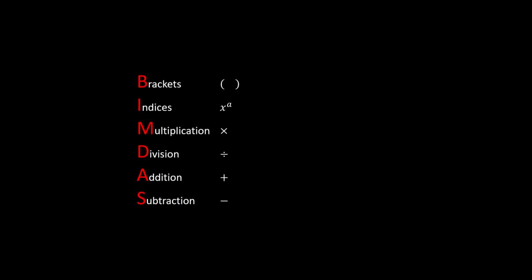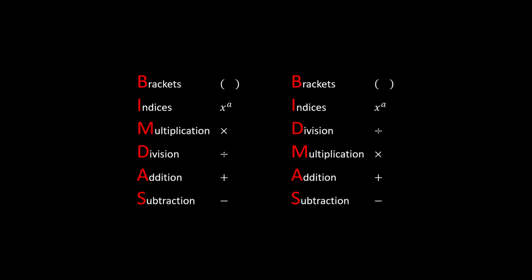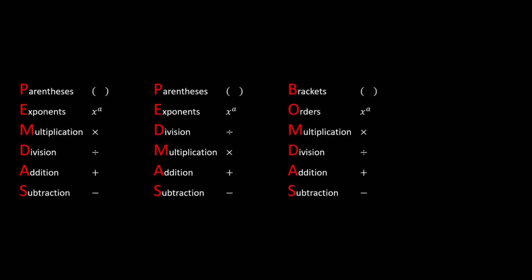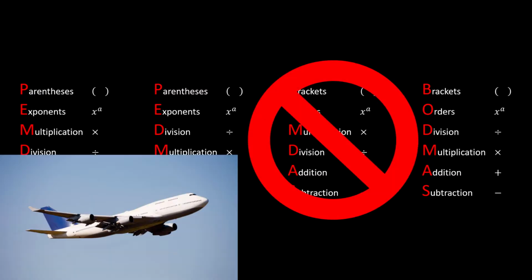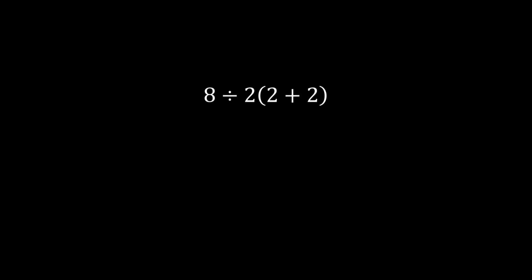So what's the problem here? Well, this equation seemingly has two answers, depending on what you were taught in school regarding the order of operations. You might have been taught BIMDAS, which stands for brackets, indices, multiplication, division, addition, subtraction. Alternatively, you might have been taught BIDMAS, in which division and multiplication are reversed. Other equivalent variations include PEMDAS, HEADMAS, BOMDAS, and BODMAS, which are all great, except for BOMDAS, which is illegal on airplanes. So what happens if we apply BIMDAS or BIDMAS to our equation here?